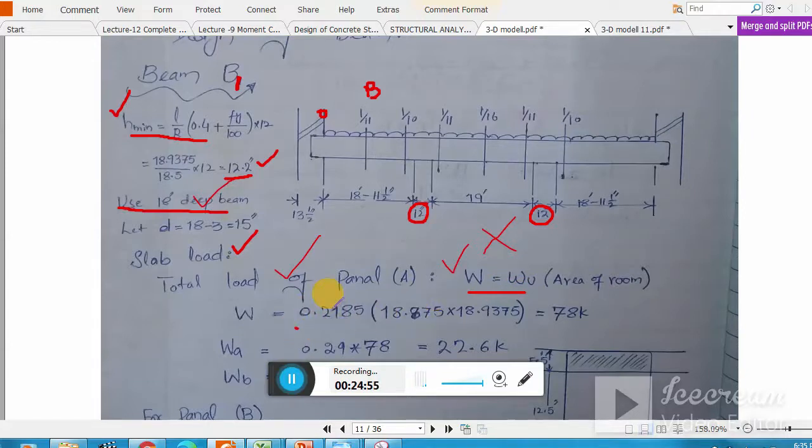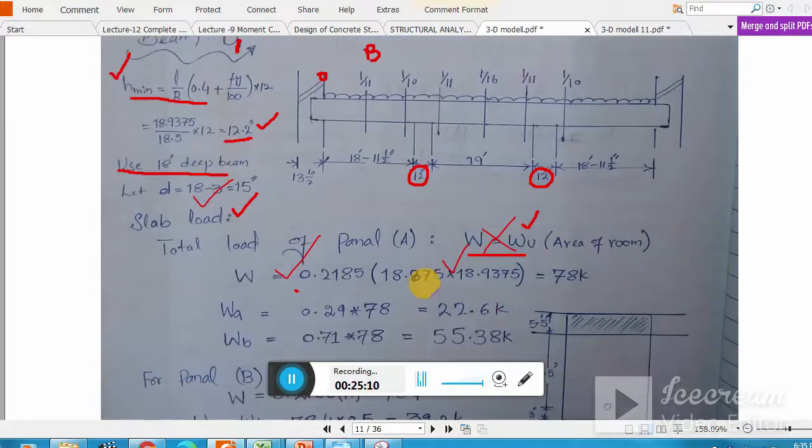For panel A, you see our Wu is 0.2185, which we already calculated in the second lecture. Now if you want to find your panel weight, you just multiply your factored load with the area of the room or panel. Clear? So this is Wu 0.2185 and this is your panel A area. This is 78 kip total load. Remember, the total load of panel A is 78 kip.